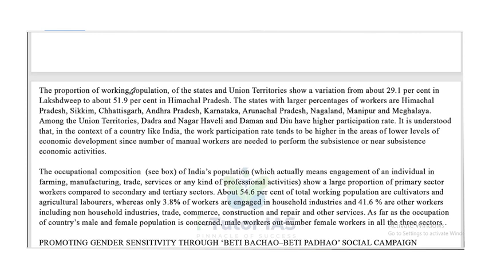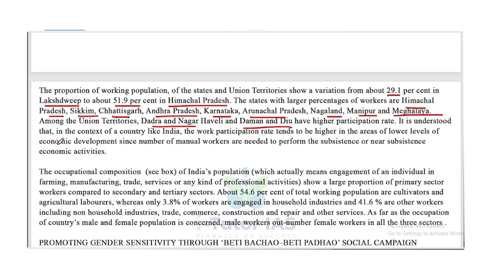The proportion of working population of the states and union territories shows a variation from about 29.1% in Lakshadweep to 51.9% in Himachal Pradesh. The states with larger percentage of workers are Himachal Pradesh, Sikkim, Chhattisgarh, Andhra Pradesh, Karnataka, Arunachal Pradesh, Nagaland, Manipur, and Meghalaya. Among the union territories, Dadra and Nagar Haveli and Daman and Diu have a higher participation rate.